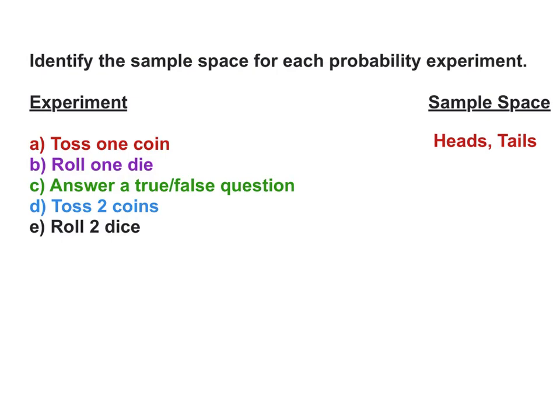How many possibilities are there for B, rolling 1 die? 6. What are they? 1, 2, 3, 4, 5, 6. Correct. Very good, class. Okay, finish them. Do the next 3, since those seem so easy for you. How many possibilities for C? 2. There's 2. True or false. Okay. So tossing 2 coins.